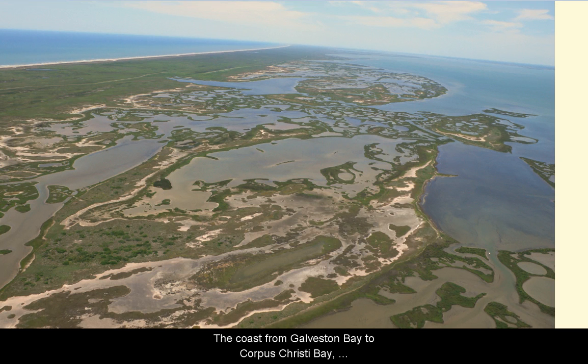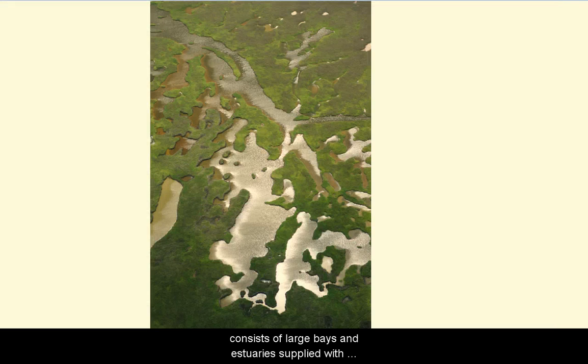The coast from Galveston Bay to Corpus Christi Bay consists of large bays and estuaries supplied with freshwater inflow by rivers. But as you move south down the Texas coastline, there's less and less freshwater inflow.